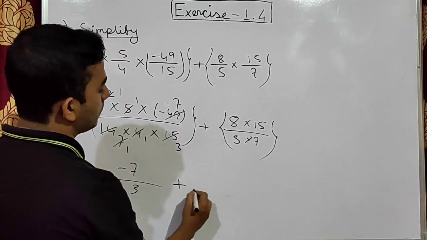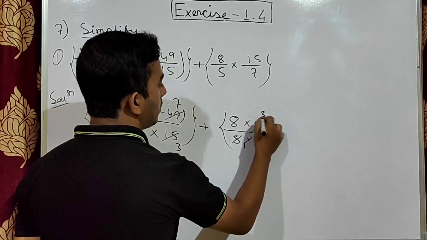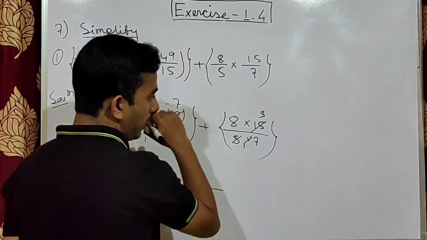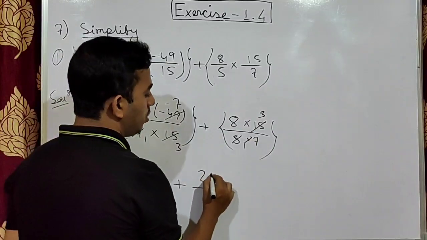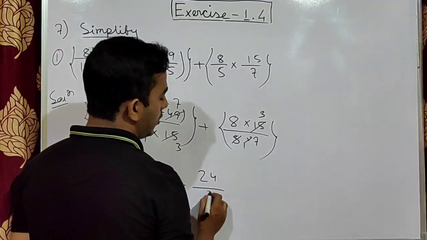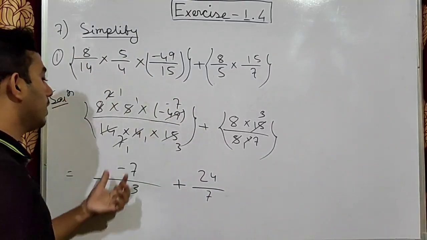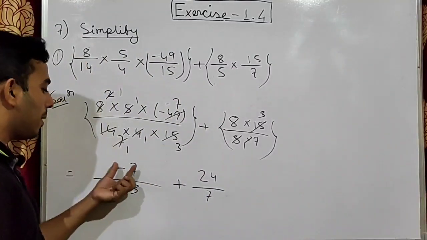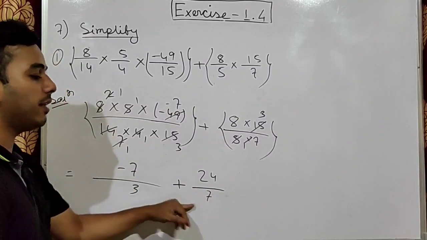Then plus. Now we will cancel here also. 5 into 1 is 5, 5 into 3 is 15. So here left. Anything more possible? No. Nothing. So 8 into 3 is how much? 24. 24 divided by 7 into 1 is 7. After this clear, we have found out the product of both the parts. First, the product of the first part is minus 7 by 3, the second part is 24 by 7. Now we have to find their sum.